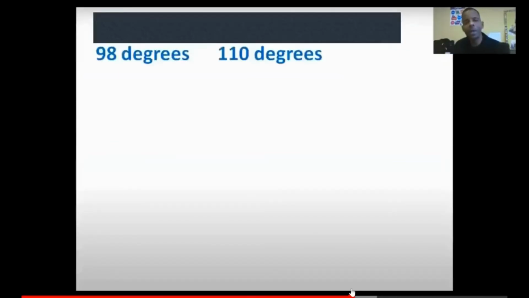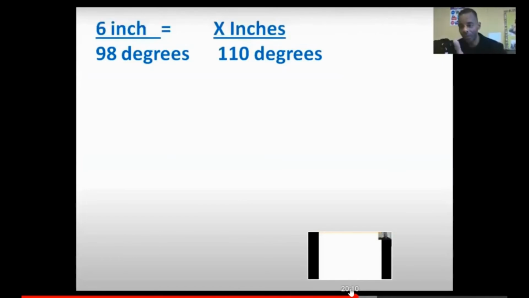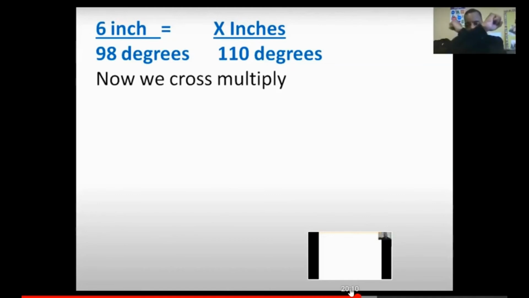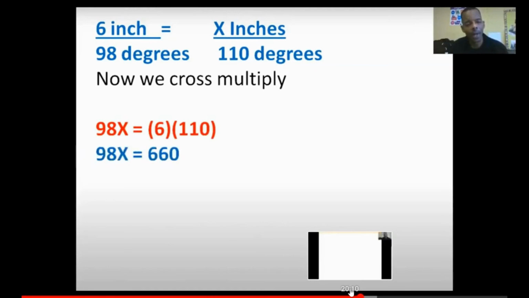Made the same proportion, right? If the 6-inch suit was for 98 degrees, we want to know how many inches it would need to be for 110 degrees. So notice inches match with inches, degrees on the same level as degrees. They must match up like that when you do your proportion, all right? Now, to solve a proportion, we cross multiply. I hope you did that. So we're going to multiply 6 times 110 and 98 times x, okay? When we do that, we get 98x equals 660.